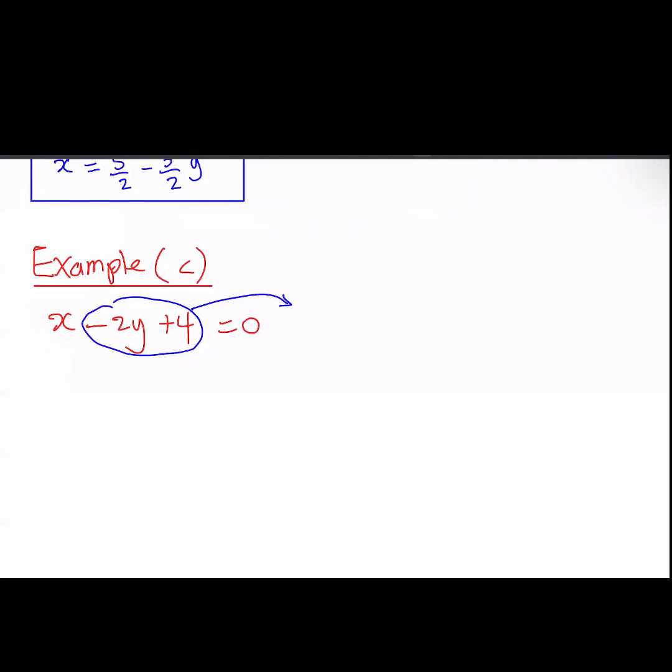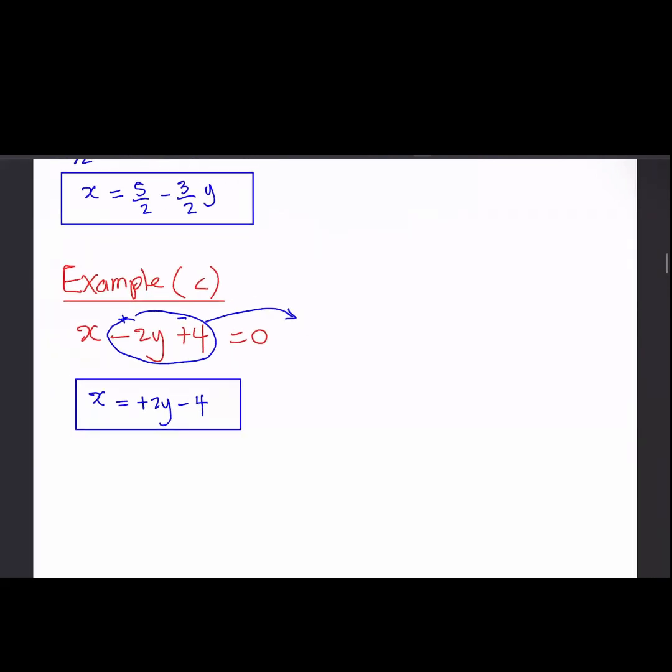And keep in mind that the sign will change. So this will change from negative to positive. This will change from positive to negative. So x is equal to positive 2y minus 4. So that's quick and easy. You don't have to divide both sides by anything because the coefficient of x in this case is 1.